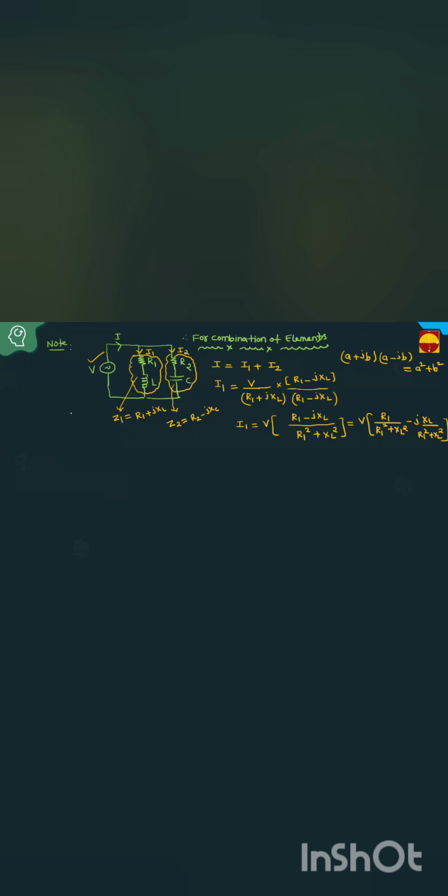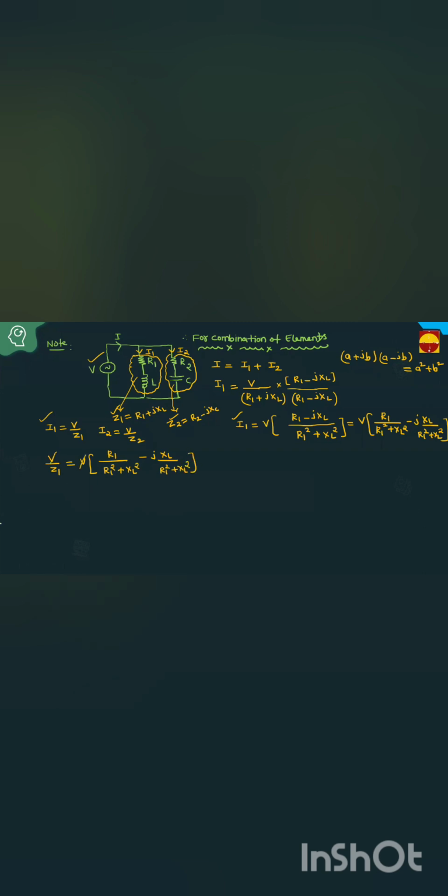Shall I write like this? What is I1 here? I1 equal to, in terms of impedance, V by Z1. You have to write I2 equal to V by Z2. This is Z1, this is Z2. I'm replacing I1 with V by Z1. I1 equal to V by Z1. That is V into R1 by R1 square plus XL square minus JXL by R1 square plus XL square.